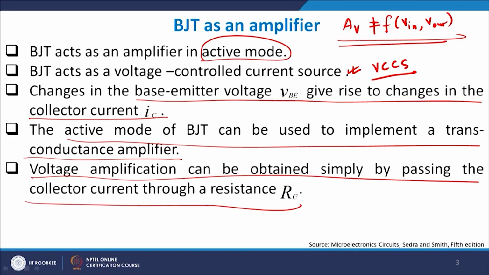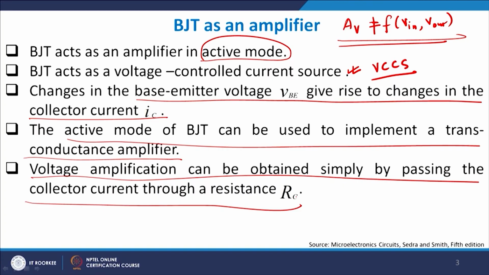Even if your input voltage is small and the output voltage is large, your AV will typically be very high, of the order of maybe 100, 200, 300 and so on, also referred to as the voltage gain in this case. So two things we take away from this slide: a bipolar transistor, BJT, should be in active mode if it wants to act as an amplifier.